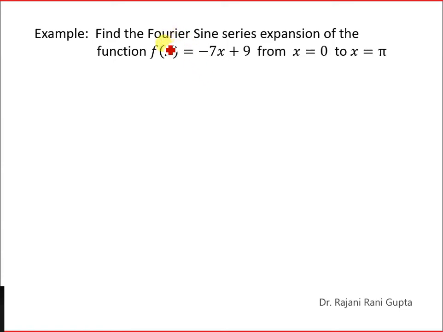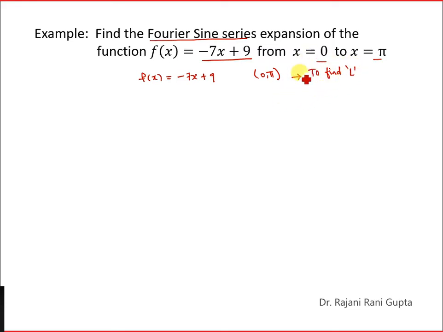Go for another one. So here we have to find the Fourier sine series expansion for the function f(x), which is given by minus 7x plus 9, defined from 0 to pi. So your function f(x) is minus 7x plus 9 defined from 0 to pi. So as usual, the first step is to find L.